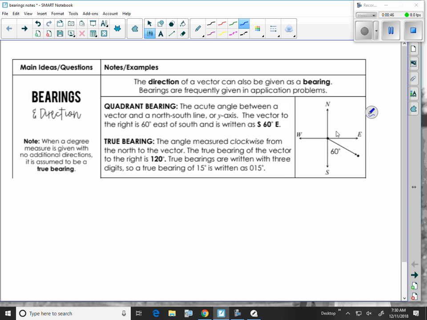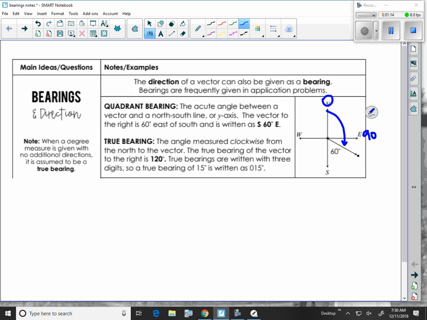If we do something called a true bearing, I think those tend to be a little bit easier. It is the angle measured clockwise from the north vector. So if you start north, you just look at what is the degree measure from here to where my vector stops. Well, obviously this is how many degrees? 90 degrees. So from here to here, that's 90.